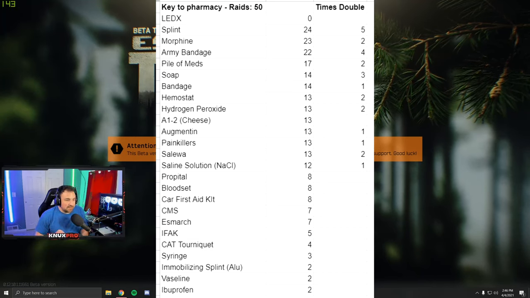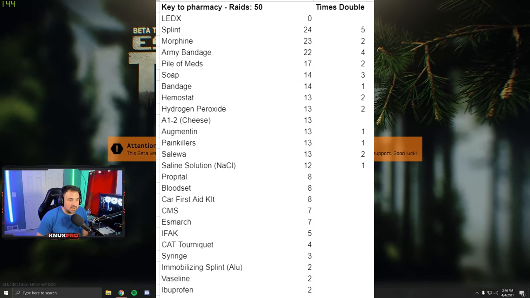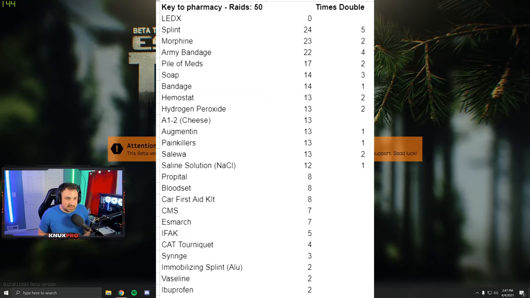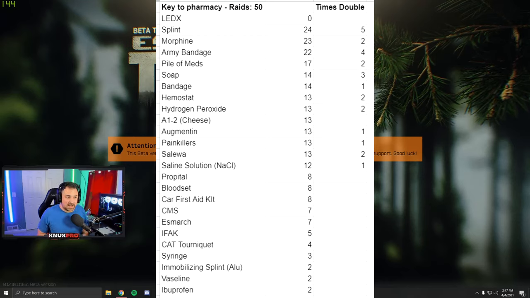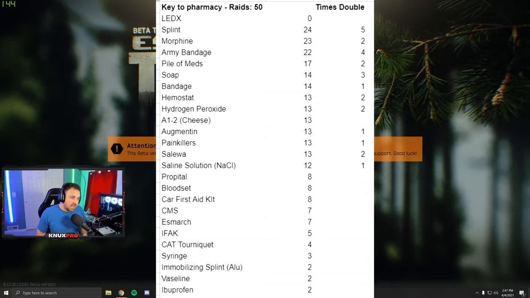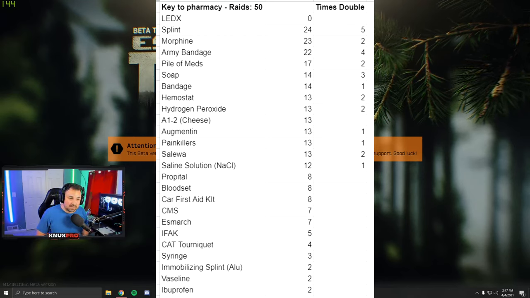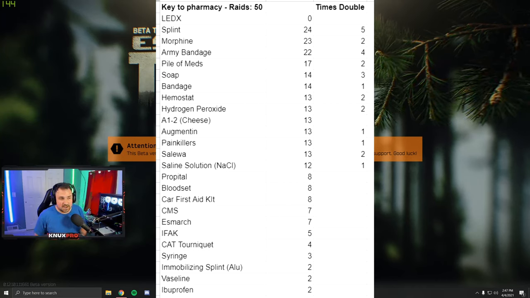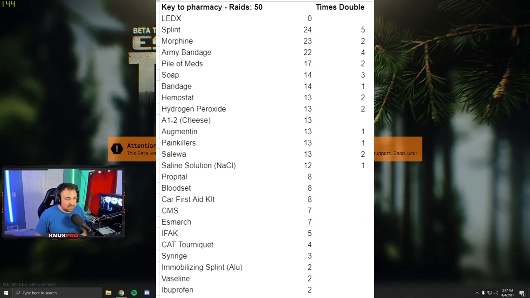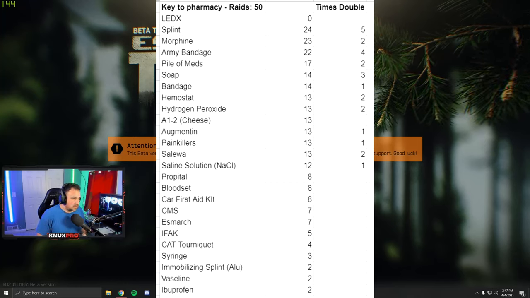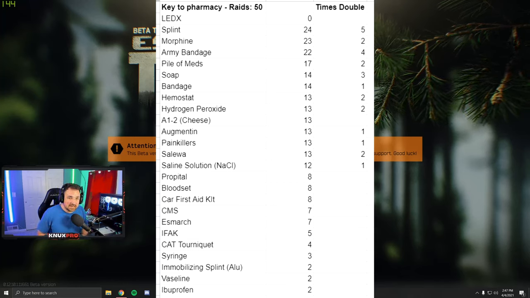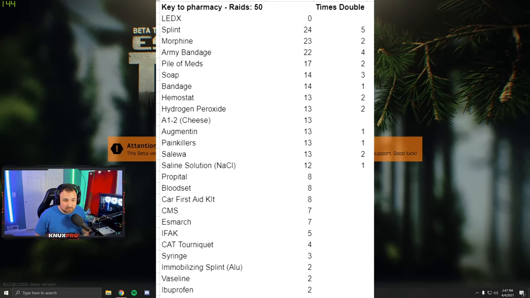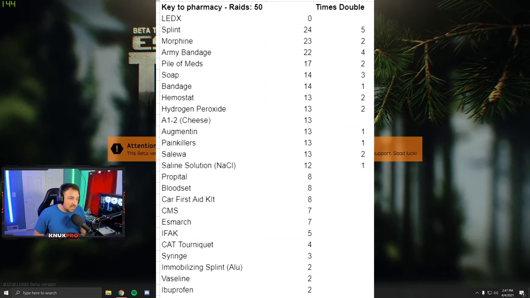So nothing really special. I'm kind of a psycho for even doing 50 raids to the pharmacy room, but I just wanted to see how many LEDXs, if any, I would find, and we found zero. If you know a content creator out there who's done the same thing that I've done, maybe 25 raids and they have a list, let me know in the comments below. It'd be a good way to compile our data together and get a more accurate read on the pharmacy inside the mall on Interchange.